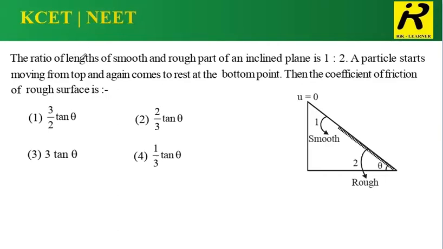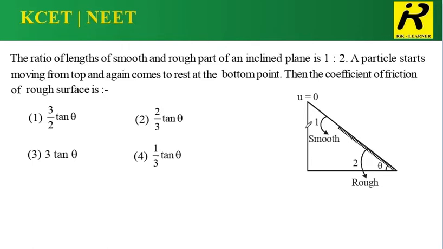The ratio of lengths of smooth and rough part of an inclined plane is 1 is to 2. The particle starts moving from top and again comes to rest at the bottom point. Then the coefficient of friction of a rough surface is. For this question, we are having these 4 options and only one option is correct.